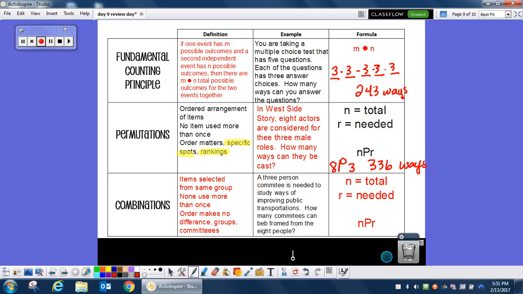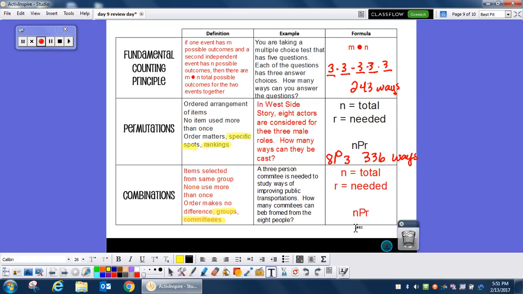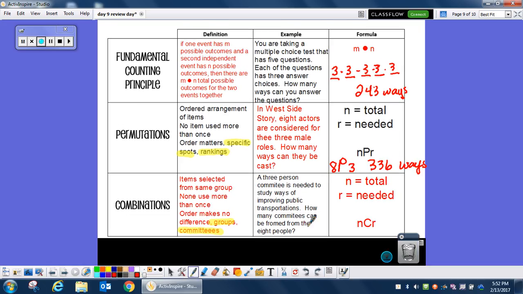And combinations are items selected from the same group, none are used more than once. Your keywords are committees and groups. So here you have a 3-person committee needed. How many committees can be formed from 8 people? I have a couple typos, so right away you should notice that that P right there should be a C. N is the total number of people again, so in this case it's 8. Choose 3, and you'll see the difference that if you use the wrong one, you get different answers. So 8 choose 3, okay, so 56.